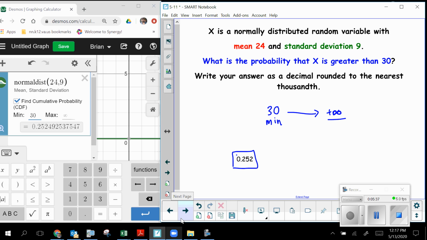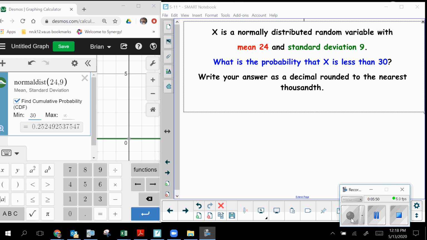If we have a less than, well, then it's just going to be switched. Instead of having a min, we're going to have a max, and then our minimum would be negative infinity. So let's take a look at an example where we have an interval less than some value. Basically, in this example, we have the same values for our mean and standard deviation. So in Desmos, we wouldn't need to change anything. We could just keep 24, 9. The change is that instead of it asking us for the probability greater than 30, it's asking us for the probability that x is less than 30.